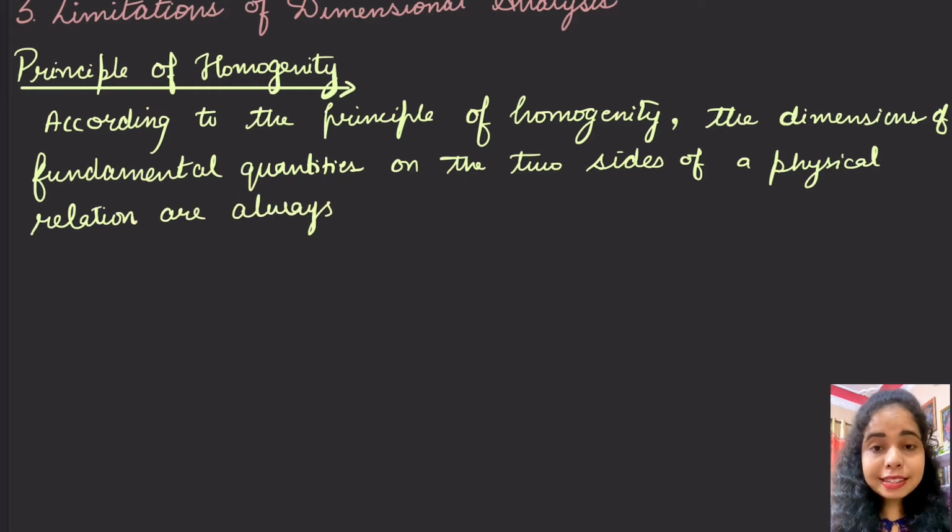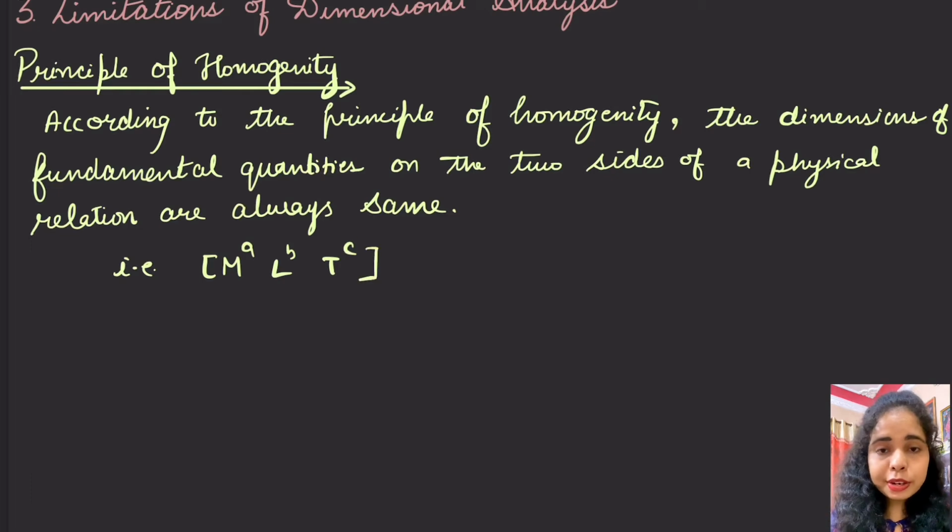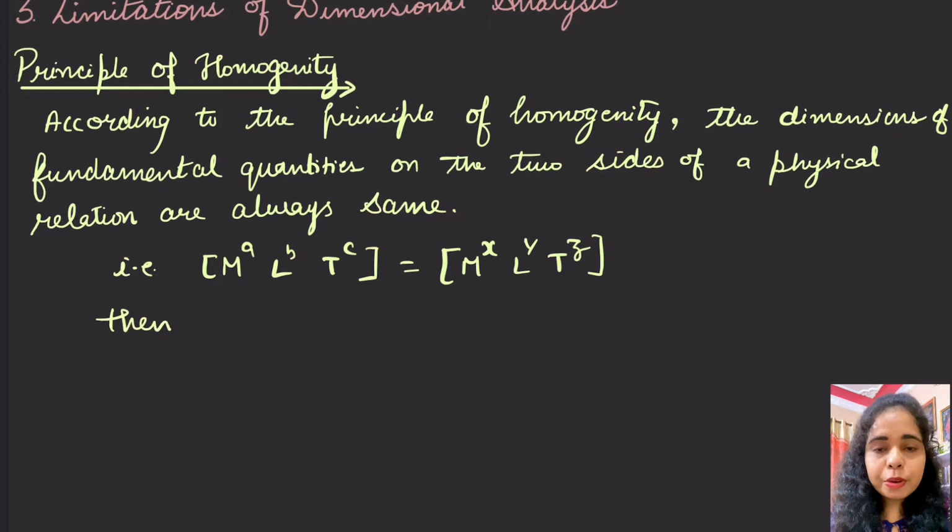So let us understand this concept with the help of an example. So let us say we are having a dimensional equation. In this dimensional equation, we have written the dimensions on the left hand side of the equation such that M raised to power a, L raised to power b and T raised to power c is equal to M raised to power x, L raised to power y and T raised to power z.